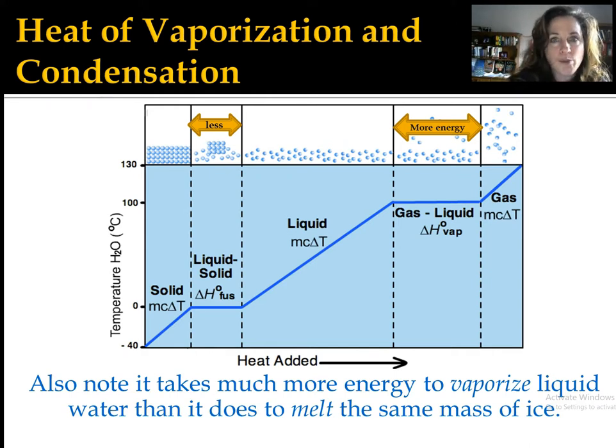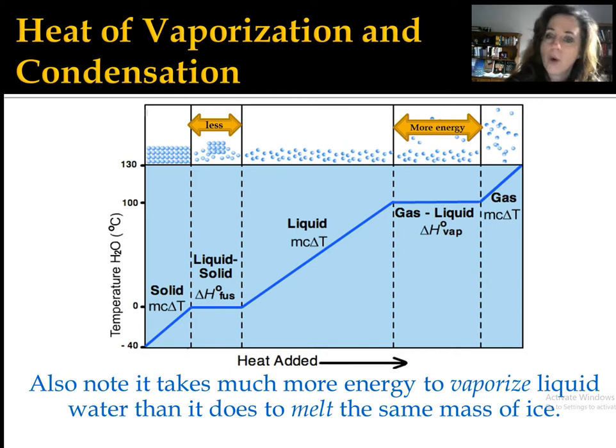Also note that it takes much more energy to vaporize liquid water than it does to melt the same mass of ice. So look at how much energy it takes there to vaporize water completely. It takes quite a bit, much more so than it takes to melt the same mass of ice. And that kind of makes sense when you look at the values for the molar heat of fusion, going from solid to liquid for water, which is 6.01 kilojoules per mole.